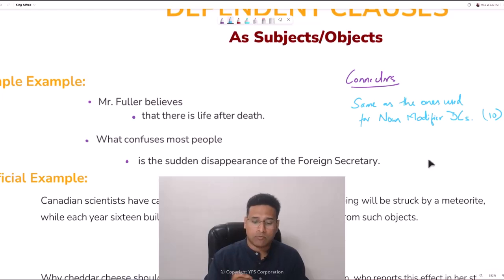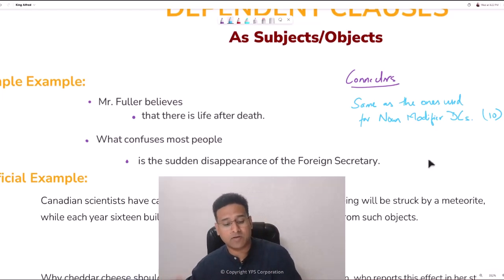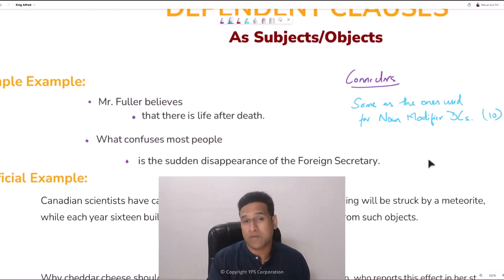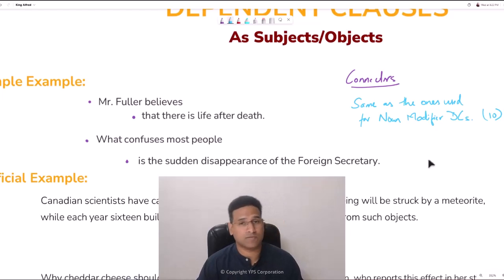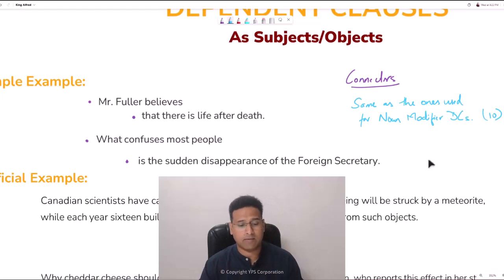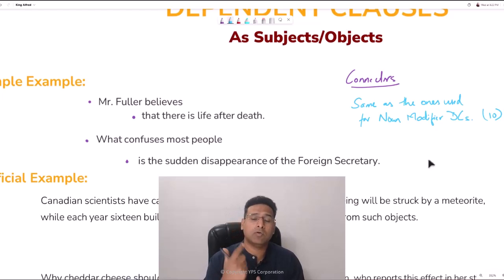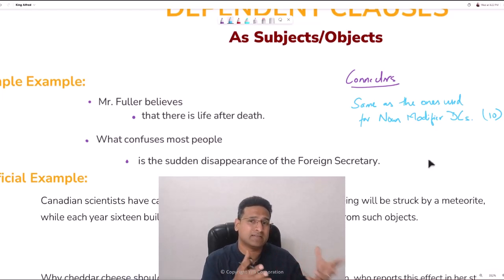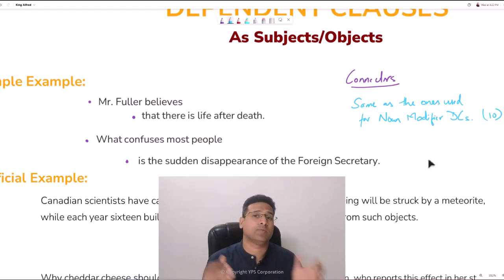Okay, so something is the sudden disappearance. What is that something? What confuses most people is the sudden disappearance of the foreign secretary. Isn't that simple, guys? Now one important hack, one important trick that I would leave you with is that if you ever look at a clause that behaves as a subject or an object, if you want to check whether it behaves as a subject, just see whether it behaves as an object or vice versa. Because if a clause can behave as a subject, it can also behave as an object.